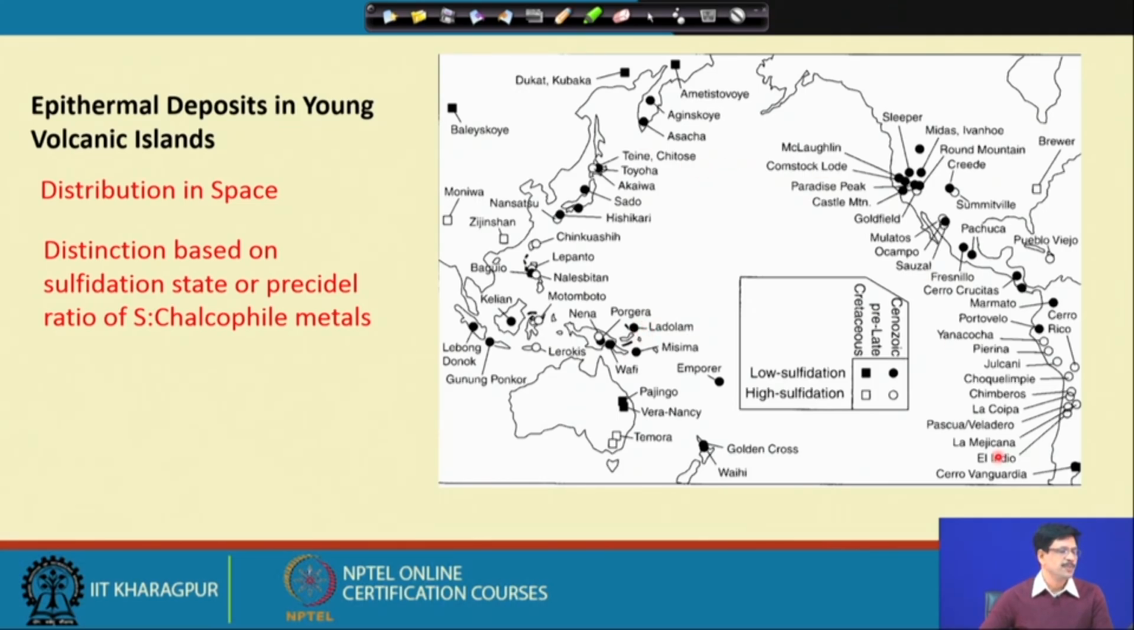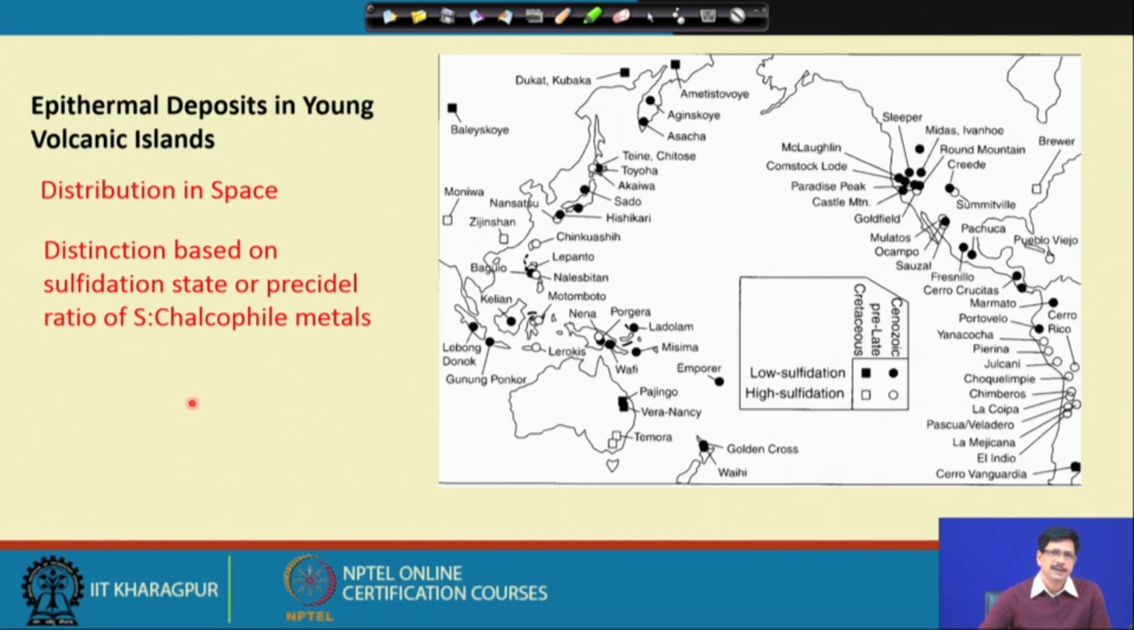So, these deposits and the processes give us ample scope to understand the hydrothermal ore forming process. We can call them almost present day ore forming systems. The distinction based on the classification as low sulfidation and high sulfidation is essentially based on the oxidation state of sulfur. The sulfur is mostly in the +6 state here, and actually the classification is based on the ratio of sulfur to chalcophile metals.